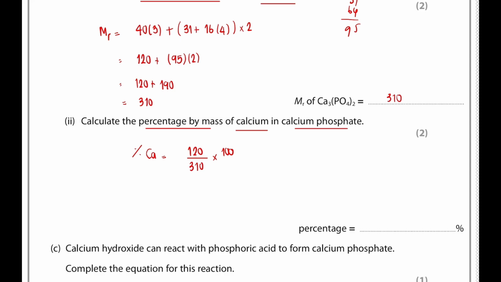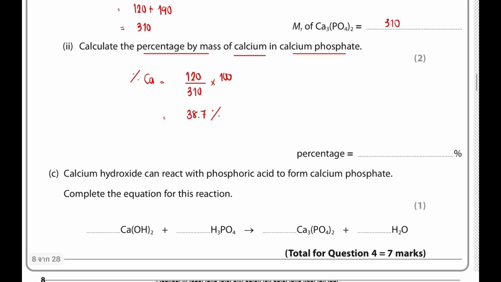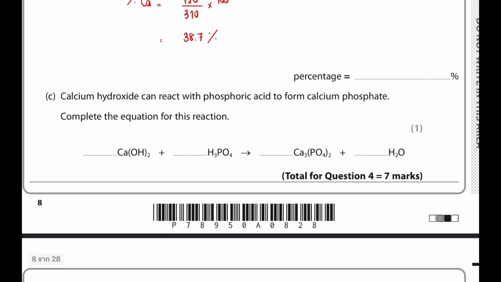So 12 times 100. So it is equal to around 38.7%. And question C. Calcium hydroxide can react with phosphoric acid to form calcium phosphate. Complete the equation for this reaction.